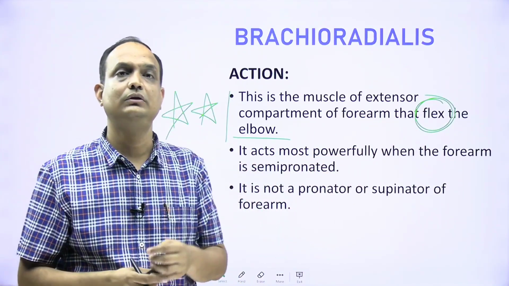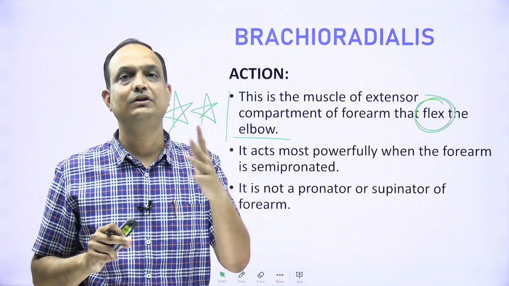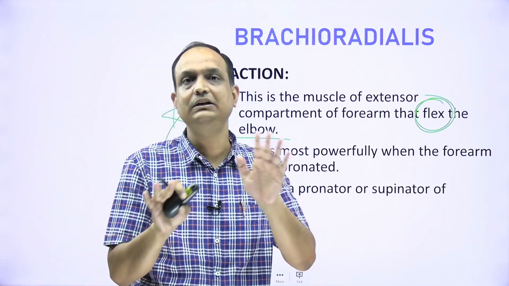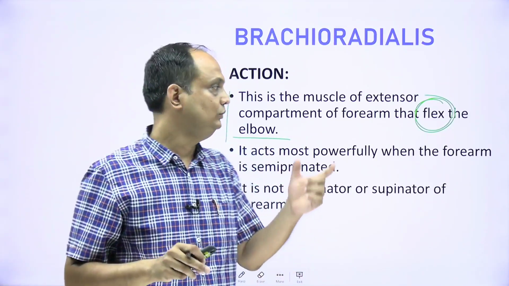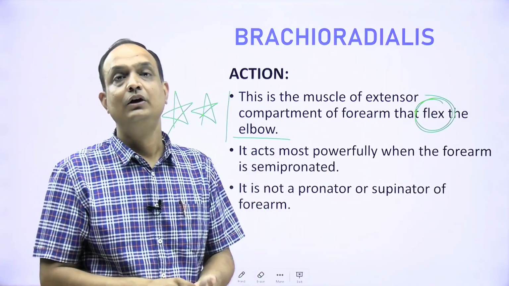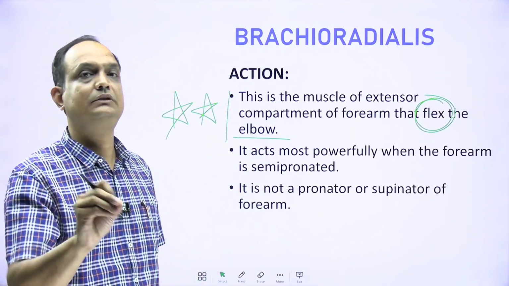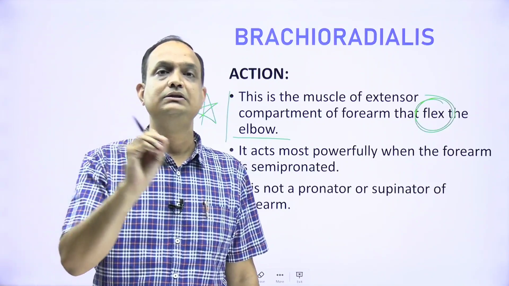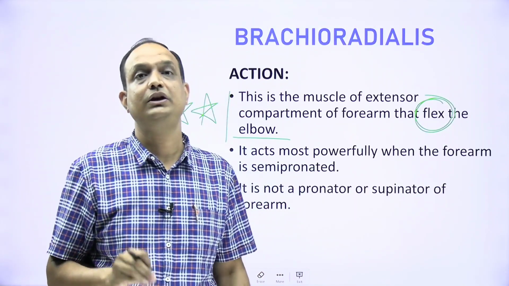It is not crossing the wrist joint. So, the action of brachioradialis is not seen on the wrist joint. So, you may have this question in your exam: which of the following muscles of the back of the forearm does not have any action on the wrist joint?